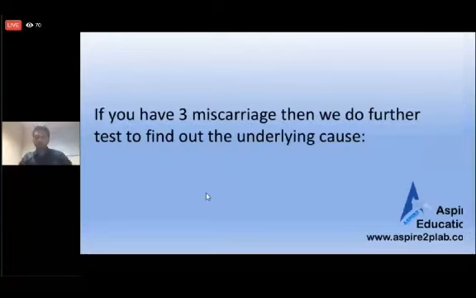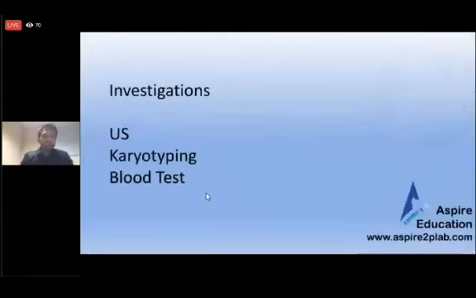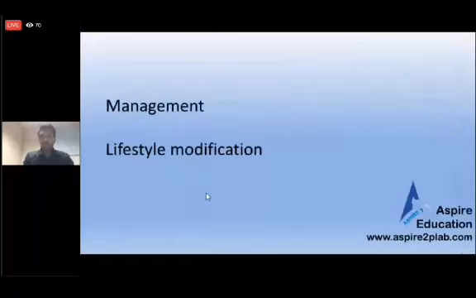So what we are looking at: investigations, ultrasound scan, karyotyping, and blood test. So management will always be lifestyle modification for the first 3 times. But if it is the 4th time and if there is any diagnosis of any condition, you have to treat that condition first, and then you have to advise the patient to get pregnant.